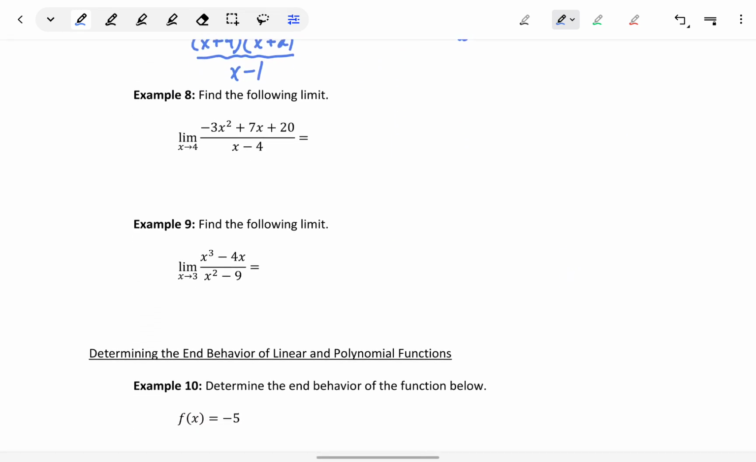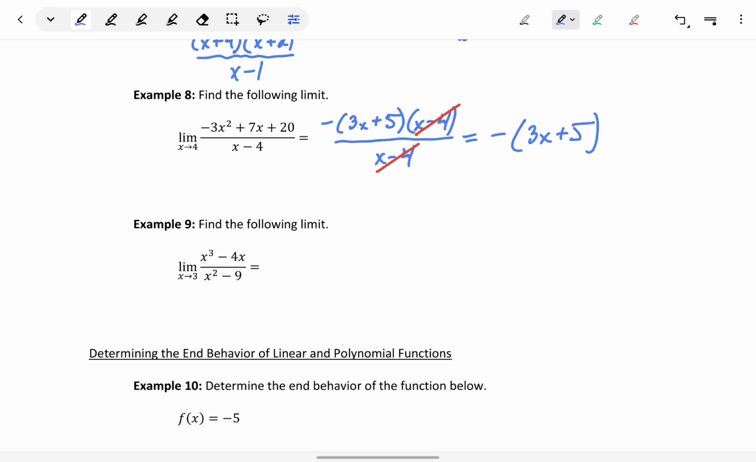We'll look at that same idea with examples 8 and 9. Here again, we would get 4 minus 4 in the denominator, so our function is undefined at 4. We have to look at factoring and reducing. In this case, this would factor as negative, or the opposite of the quantity, 3x plus 5 times x minus 4 all over x minus 4. Here we have common factors, so that denominator will cancel out, leaving us with the opposite of 3x plus 5.